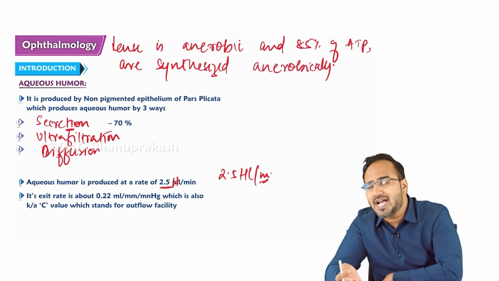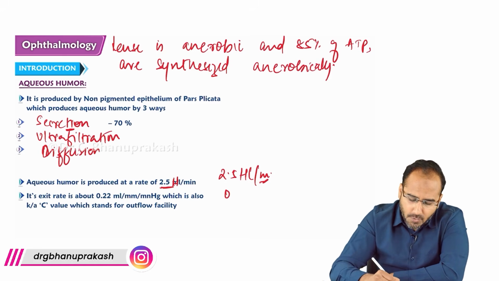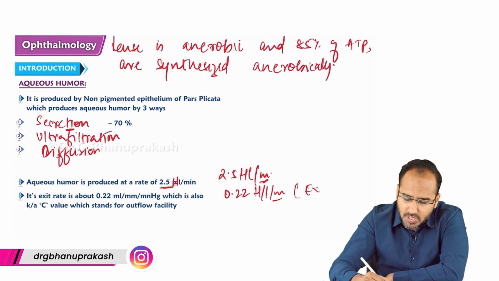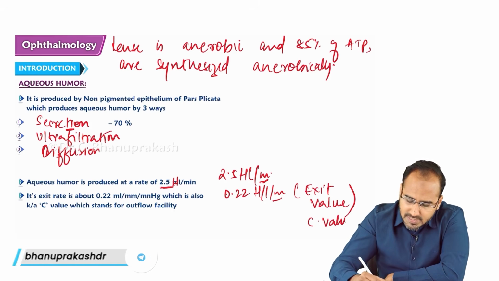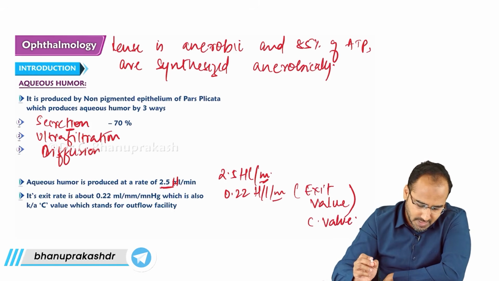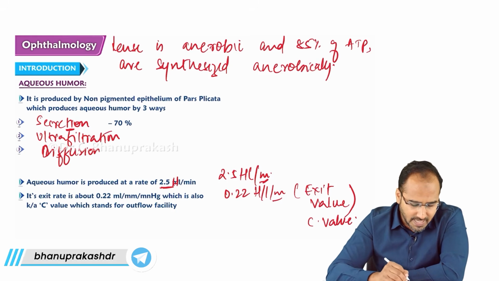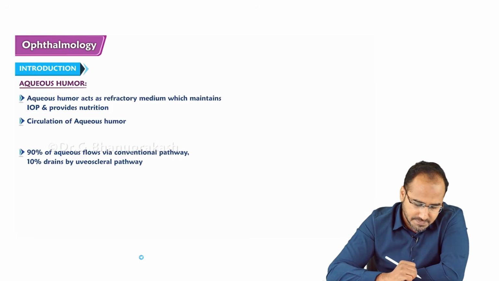The speed at which aqueous humor is formed is 2.5 microliters per minute. The speed at which it is drained through the episcleral veins is 0.22 microliters per minute, which is also called the exit value or the C value. Which is also called what value, guys? The exit value or C value, right? So, the aqueous humor production rate we have to remember, and the aqueous humor outflow we have to remember, right?